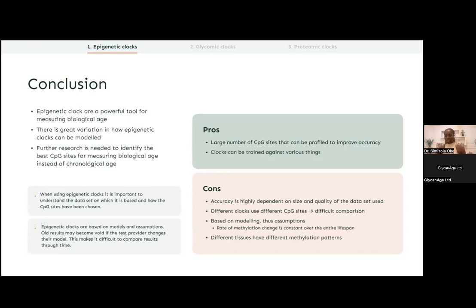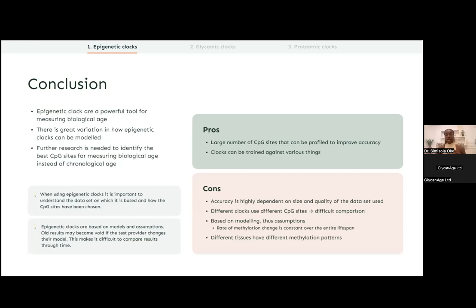However, there of course are cons. I think accuracy is a big one. So the accuracy of an epigenetic clock is very highly dependent on the company that is doing it and the algorithms that they're using. And so actually, not all epigenetic clocks are created equal, and you can get variation across accuracy with them. But also, as mentioned, the different clocks can use different CpG sites.